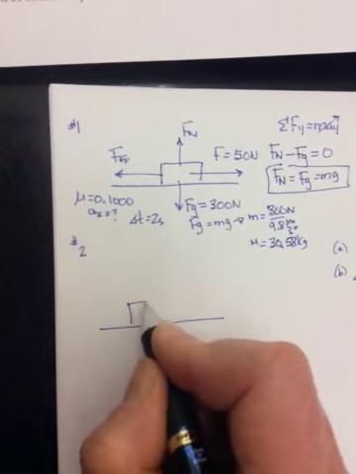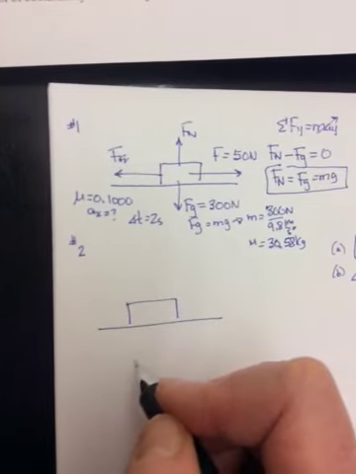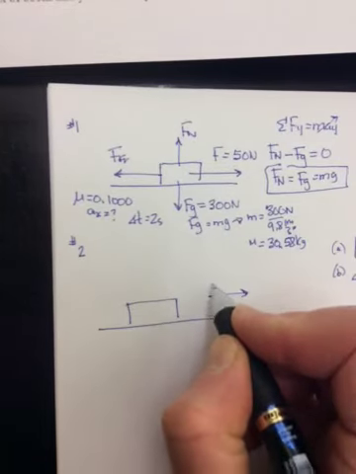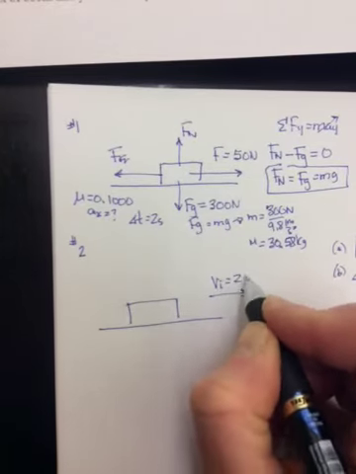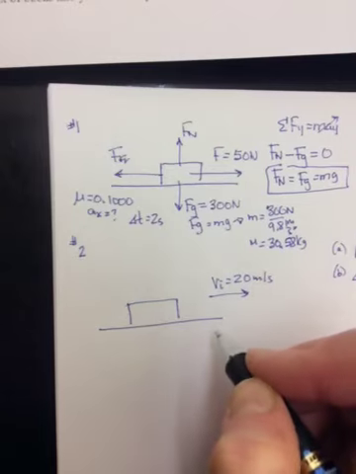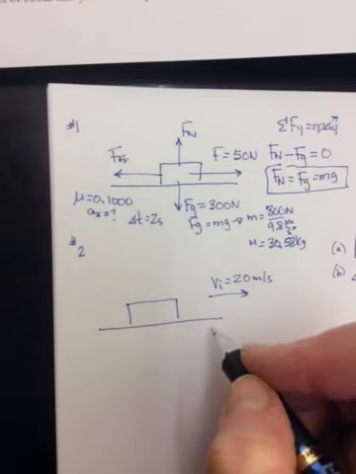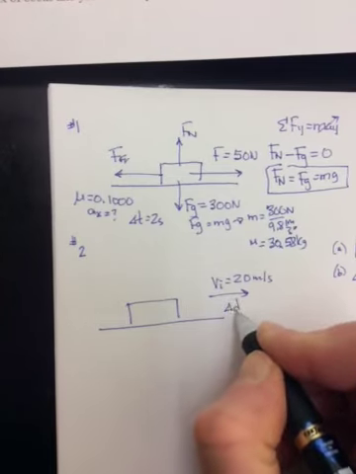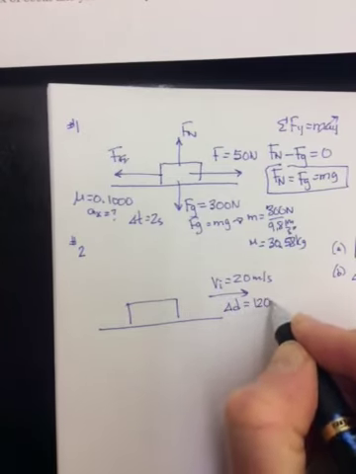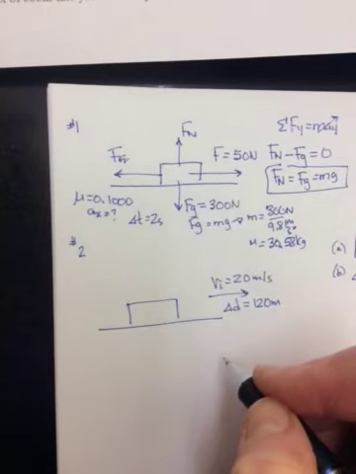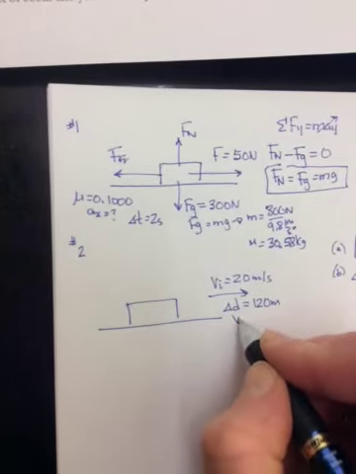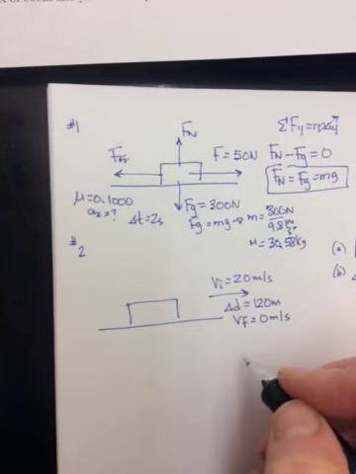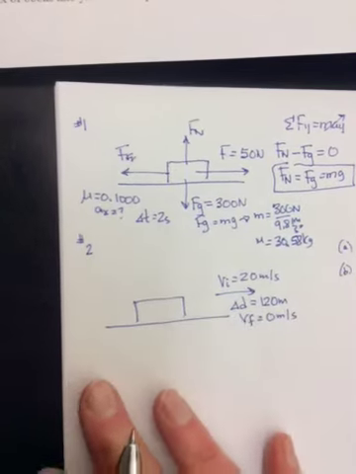All right, number 2. Here's my box. It's a hockey puck, really. Given an initial velocity of 20 meters per second, so its vi is 20 meters per second, okay? On a frozen level pond, the puck remains on the ice and slides 120 meters, so delta d is 120 meters, before coming to rest, vf is 0. Determine the coefficient of friction between the puck and the ice.